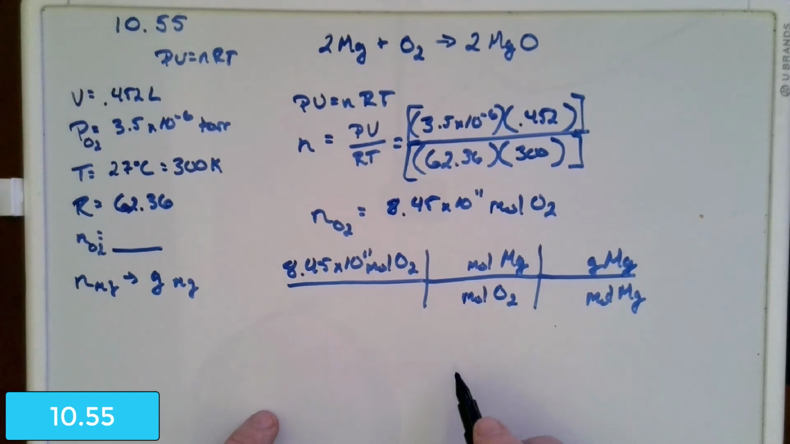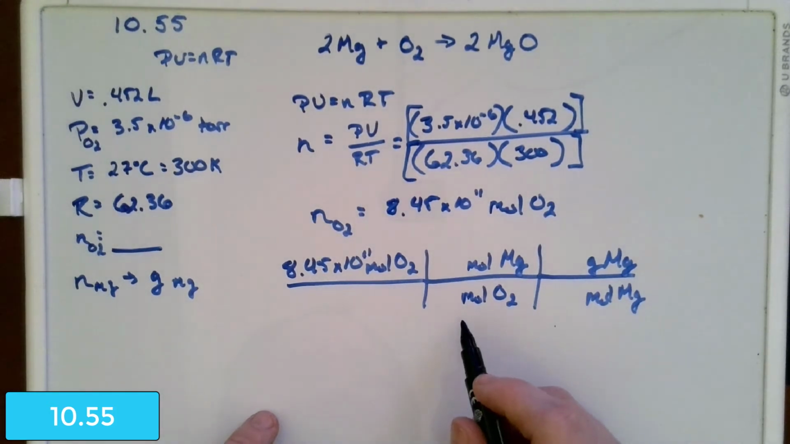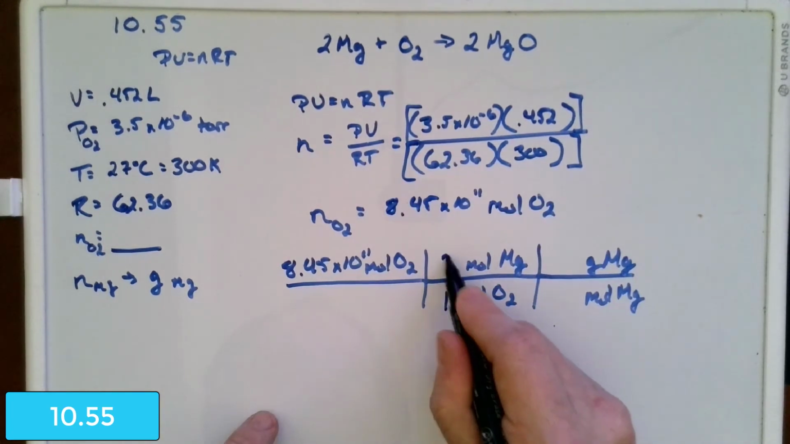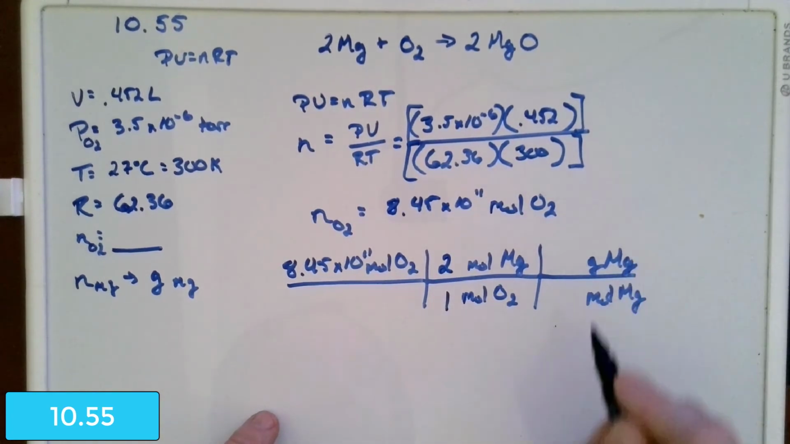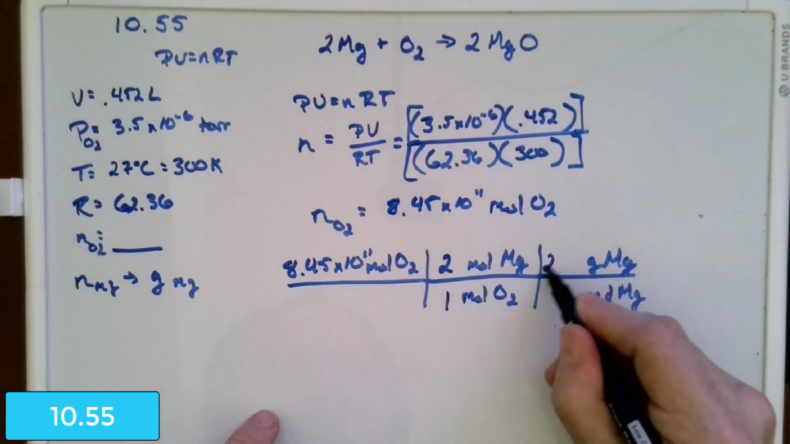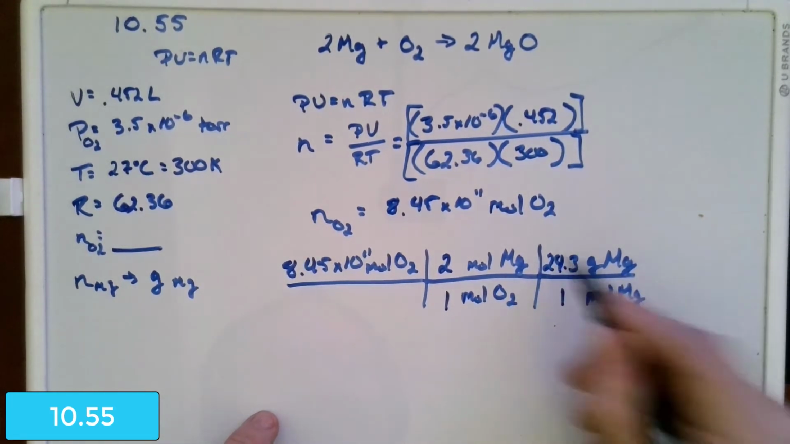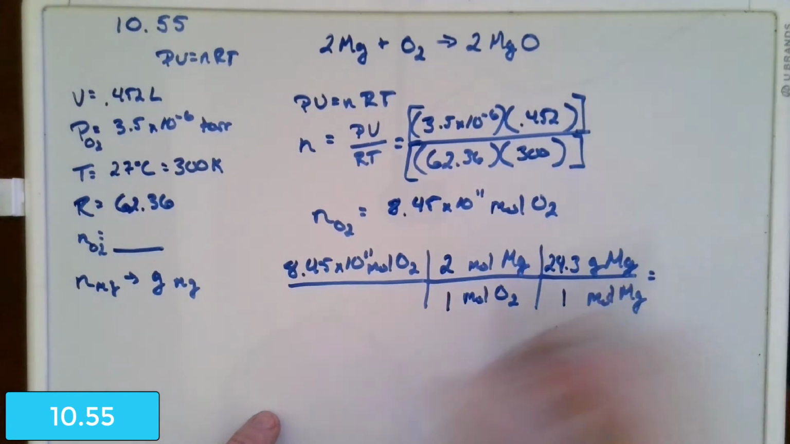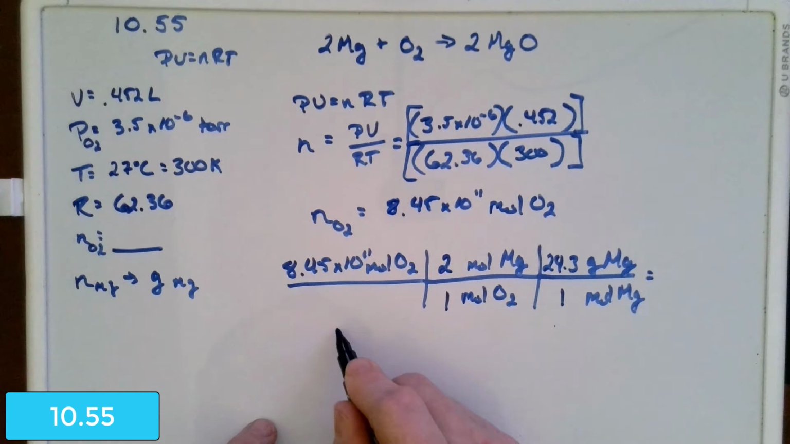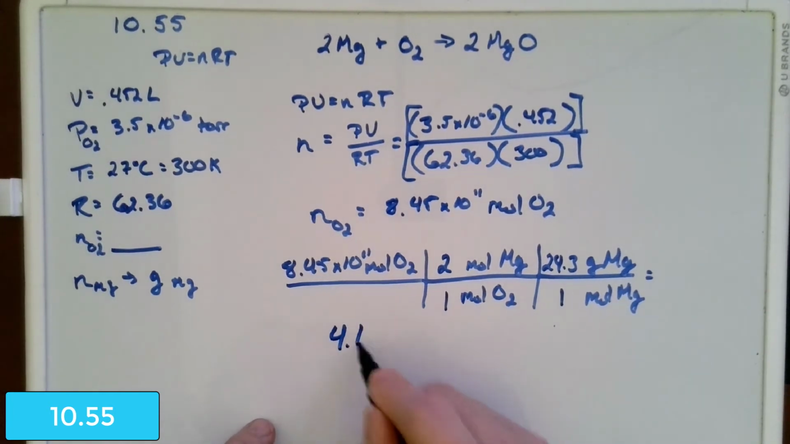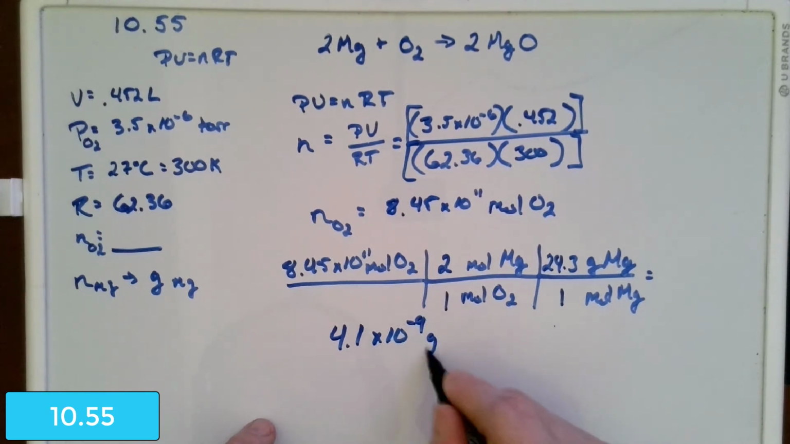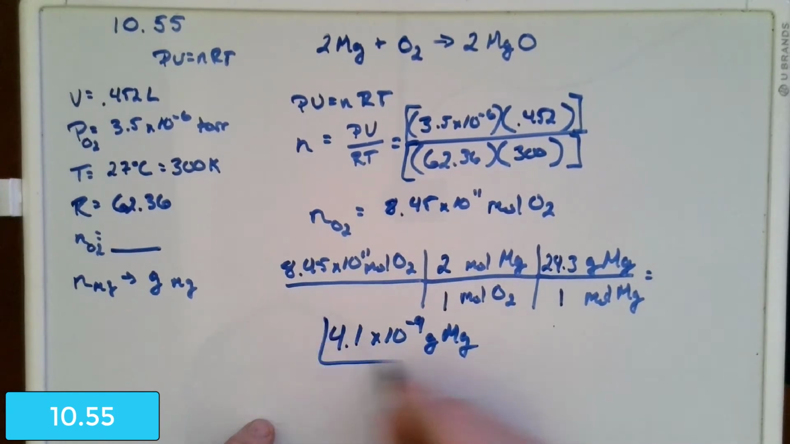In a mole-to-mole conversion, I will need the coefficients of the balanced equation. 1 is the coefficient for oxygen. 2 is the coefficient for magnesium. In a mole-to-gram conversion, I know it's 1 mole to the molar mass of magnesium. According to the periodic table, it's 24.3. Solving for this whole thing, you end up with a small amount of grams of magnesium. 4.1 times 10 to the negative 9th grams of magnesium is my final answer.